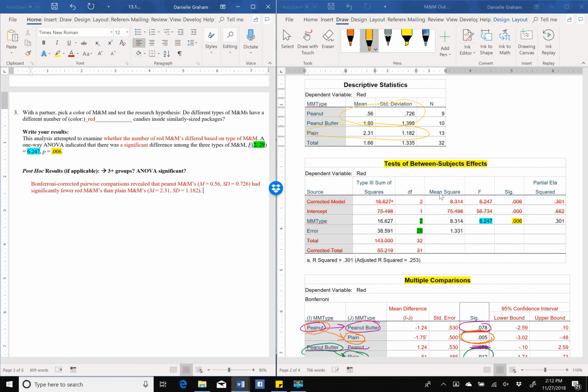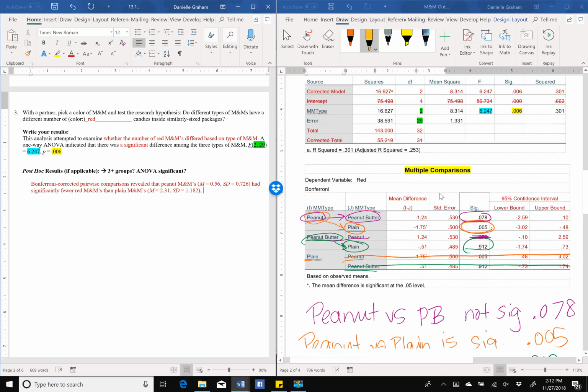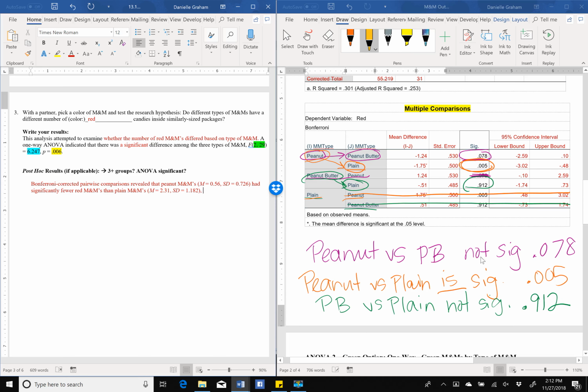comma, and then we want to put our p-value at the end. So our p-value, as we established down here, is 0.001. So do p equals 0.05. So Bonferroni corrected pairwise comparisons revealed that peanut M&Ms had significantly fewer red M&Ms than plain M&Ms.